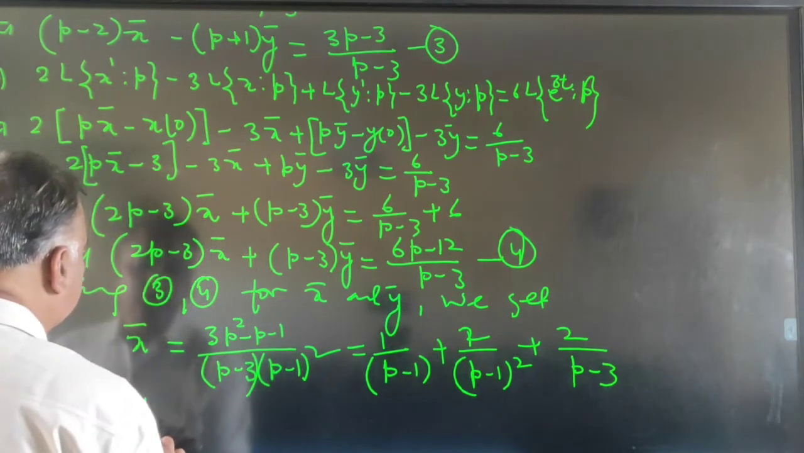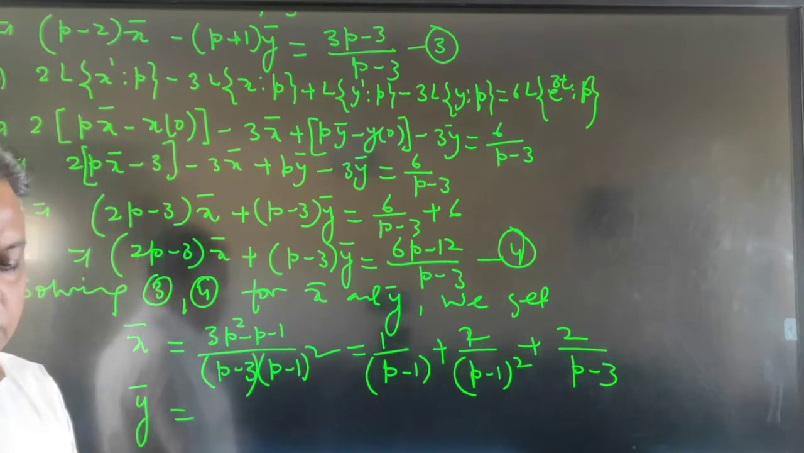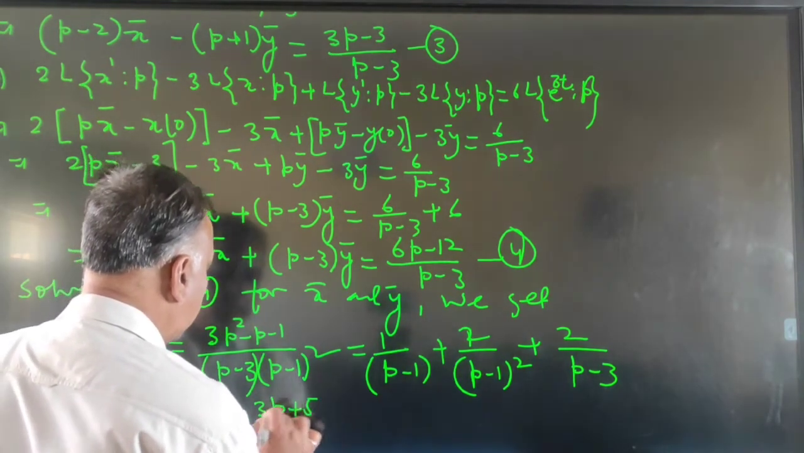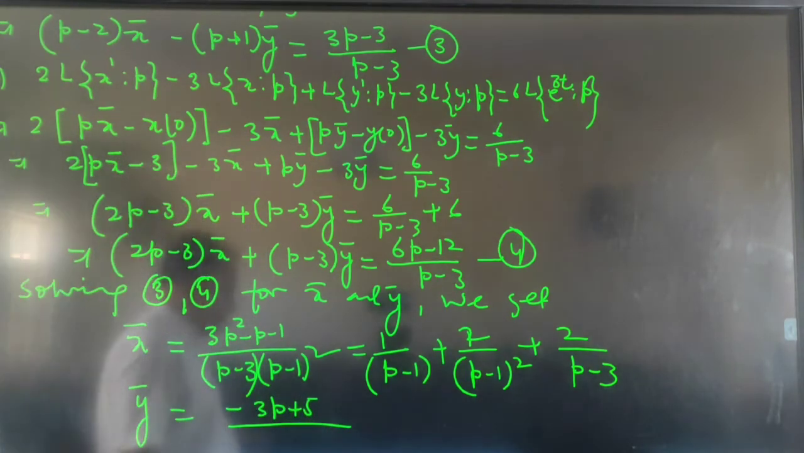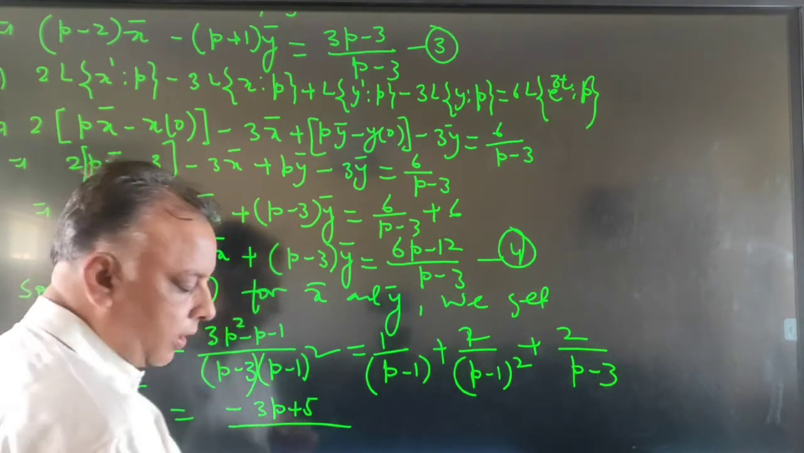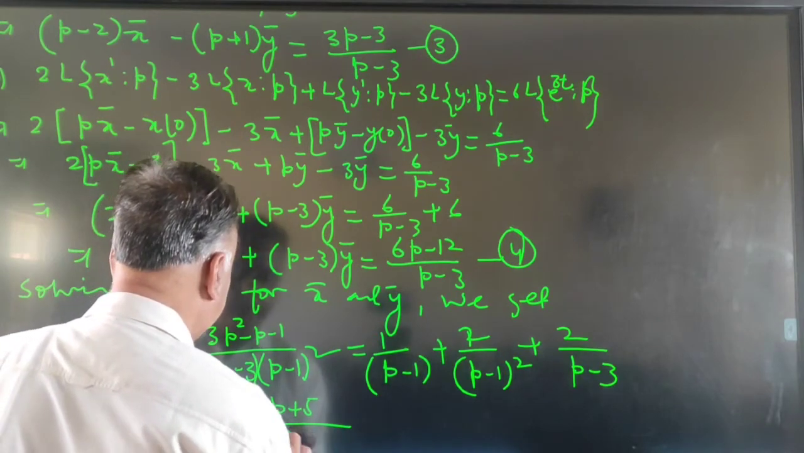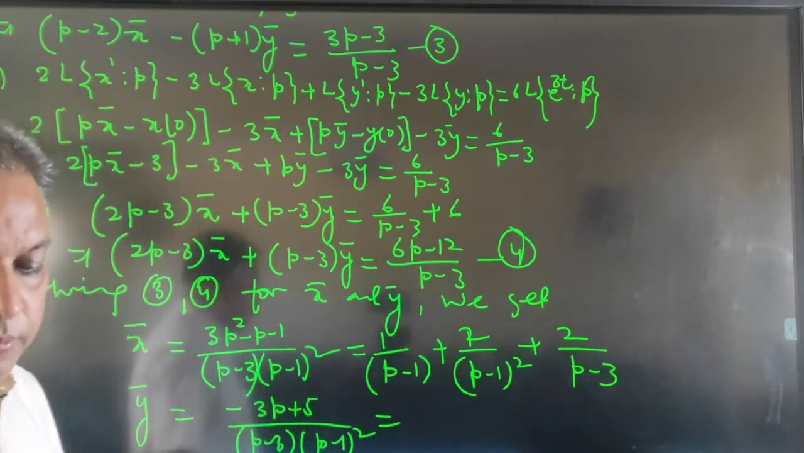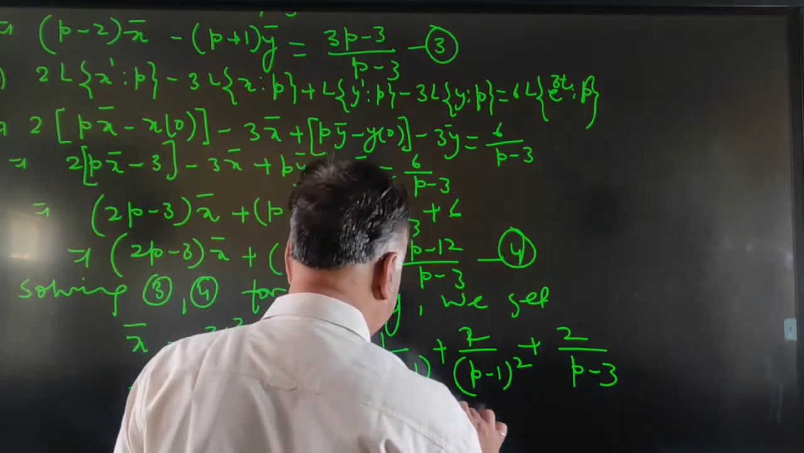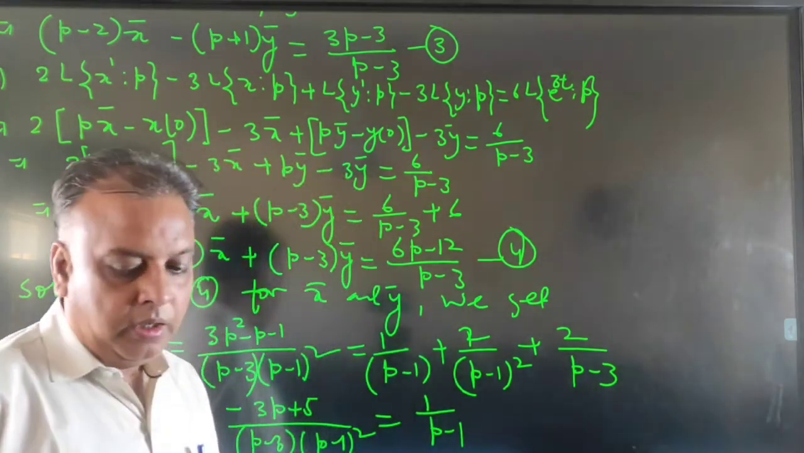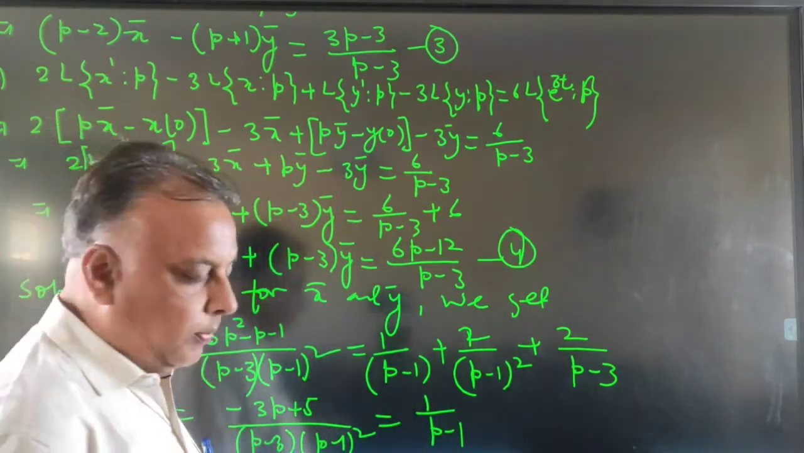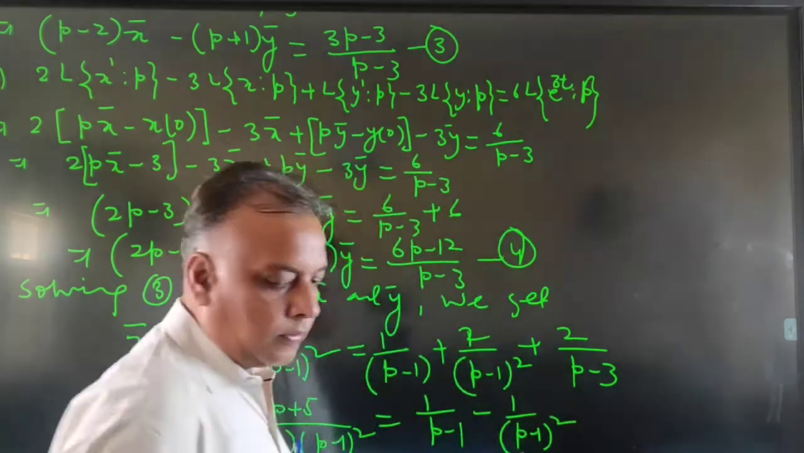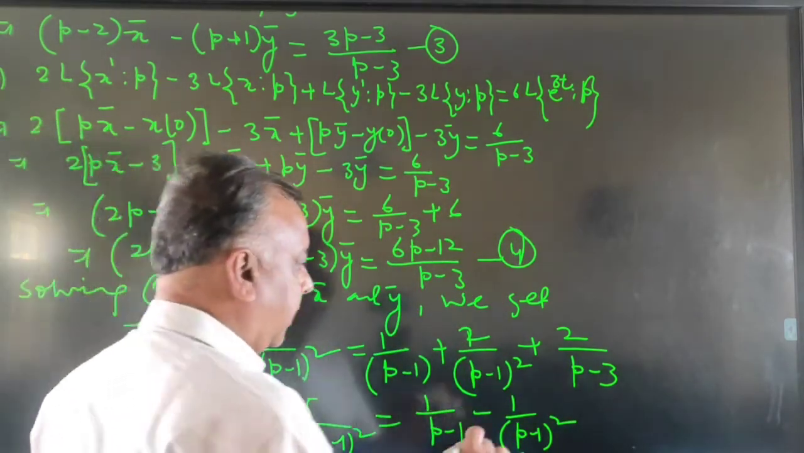Similarly, solving these equations for y bar, we get y bar is equal to minus 3p plus 5 upon p minus 3 into p minus 1 whole square. By making the partial fractions of this one, we get 1 upon p minus 1 minus 1 upon p minus 1 whole square minus 1 upon p minus 3.